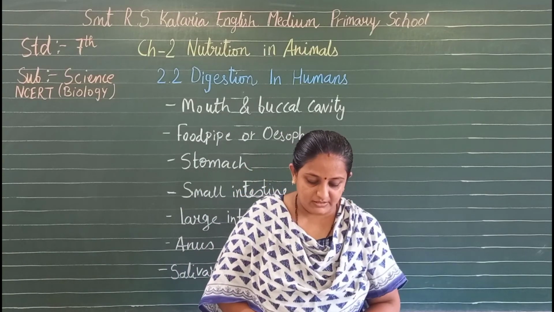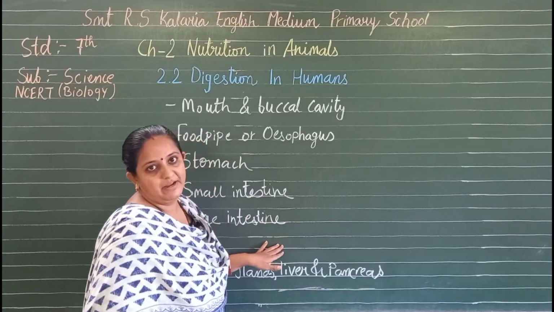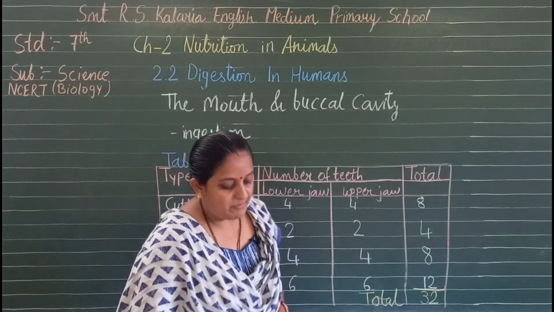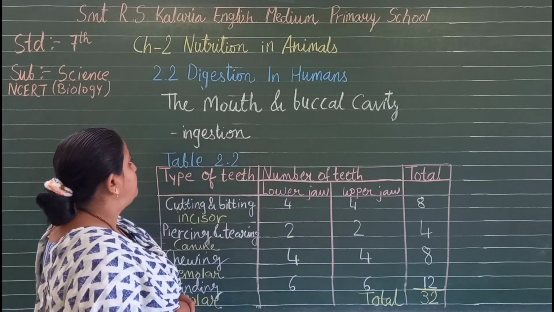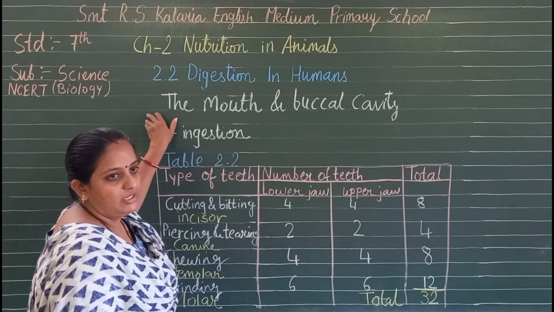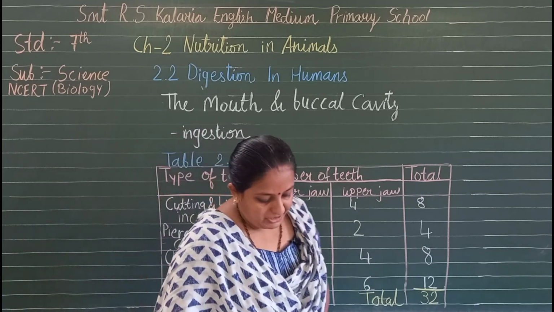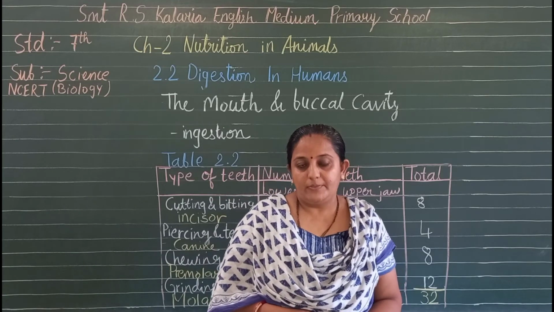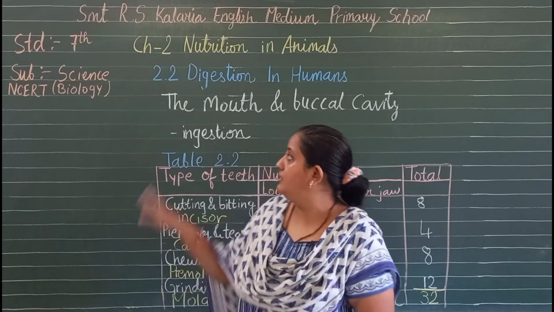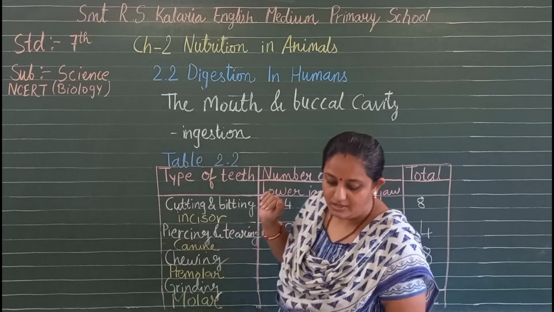Now let us know what happens to the food in the different parts of the compartment. So let's start with the journey of digestion. Now let us understand the mouth and the buccal cavity, the very first compartment of digestion in humans. The food starts from the mouth and the buccal cavity. Food is taken into the body through the mouth. This process of taking food into the body is called ingestion. So what is the ingestion process? Taking of food in the mouth.